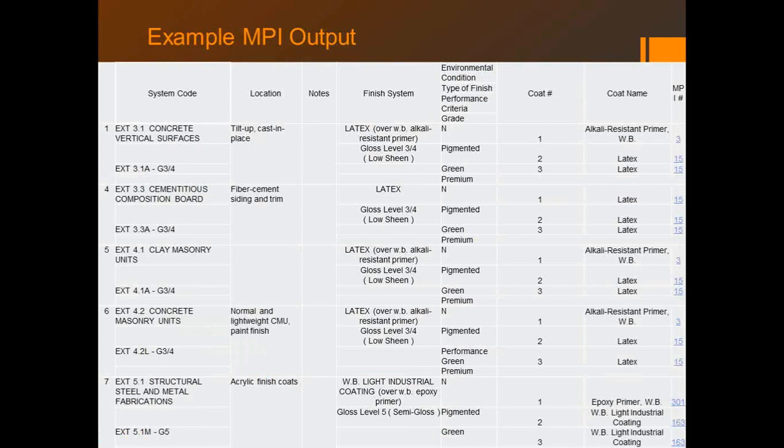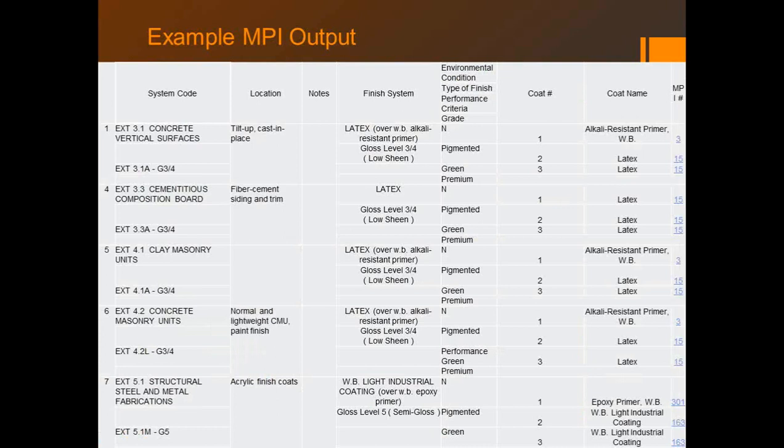So anyway, this is kind of the outcome, and then the numbers in the far right column under the MPI refer to the actual constituent components, the paint itself, as opposed to the system code over here on the left. Right. So that's what that looks like.